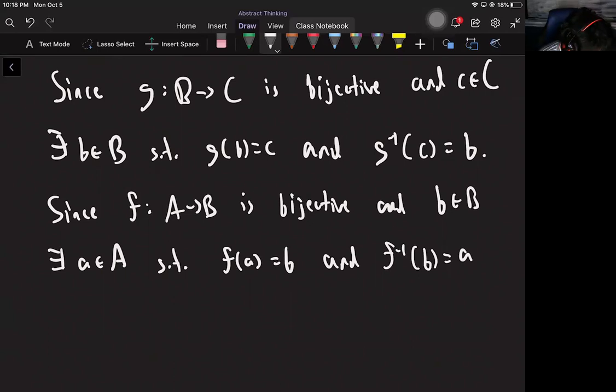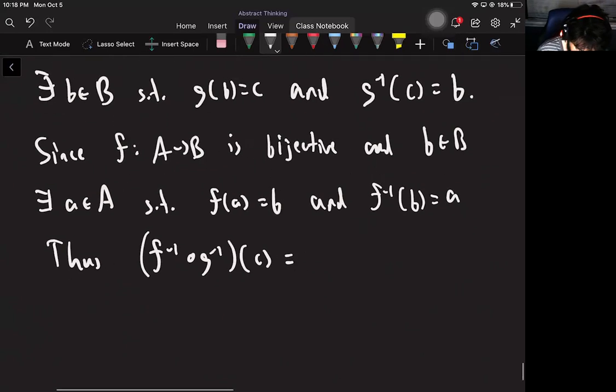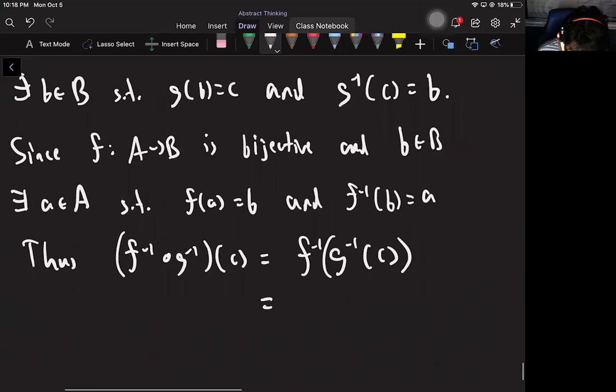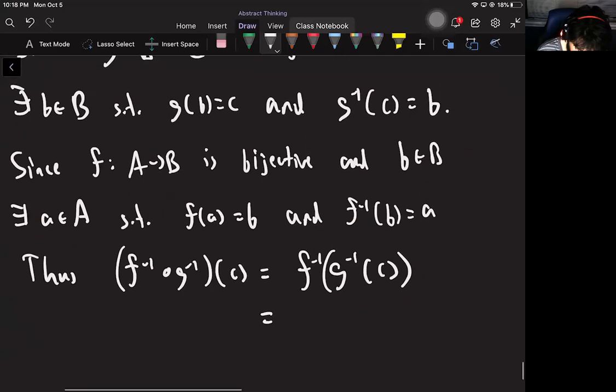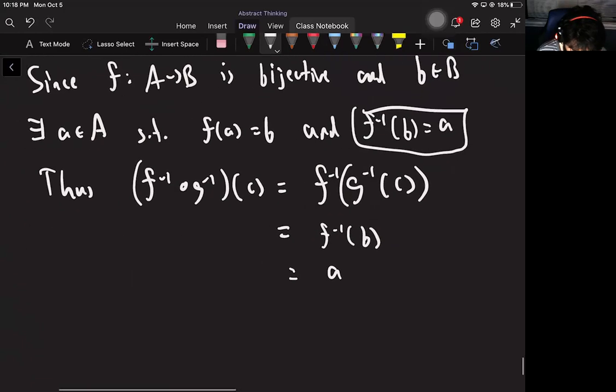So now I have the information I need to calculate one of these things. Because how is composition defined? Well, what is this thing really? It's just saying do G inverse of C first, then plug all that into F inverse. That's what this really is defined to be. Now I know what these things are. G inverse of C, that's just B. F inverse of B, that's just A. So here, C goes to this A that I created.